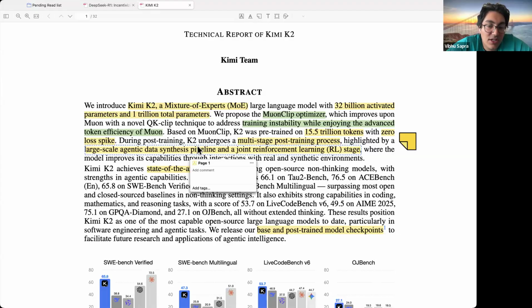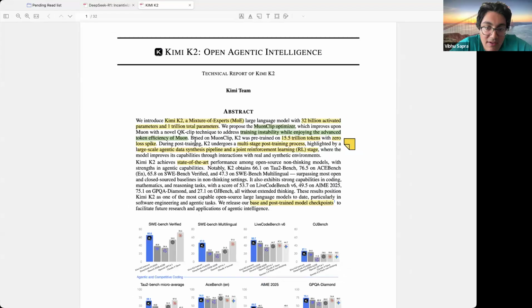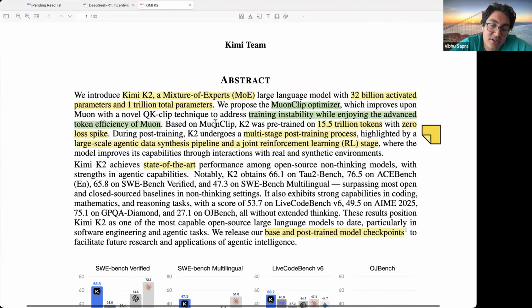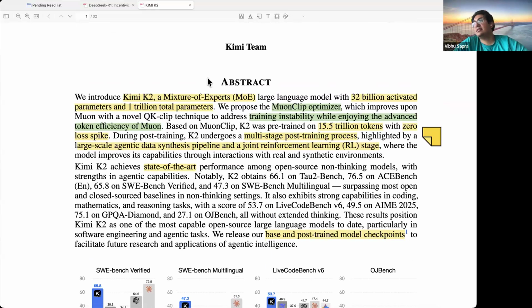Estimates on the compute used in training this? I think they actually say how much training compute, how many GPUs they had. No, it doesn't account for a lot of the experiments. They have a lot of ablations and stuff. They have a lot of data generation. I don't know if that necessarily ties into how much they used for it, right? They share a decent amount of numbers, but they don't share everything. So yeah, a large synthetic data synthesis pipeline and a joint RL stage.